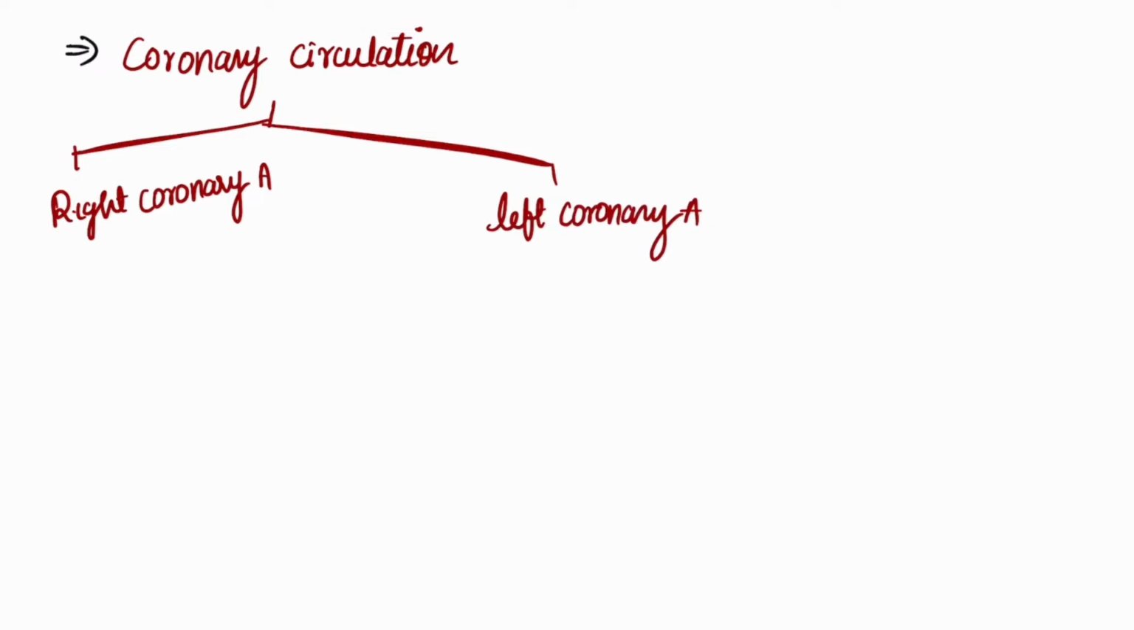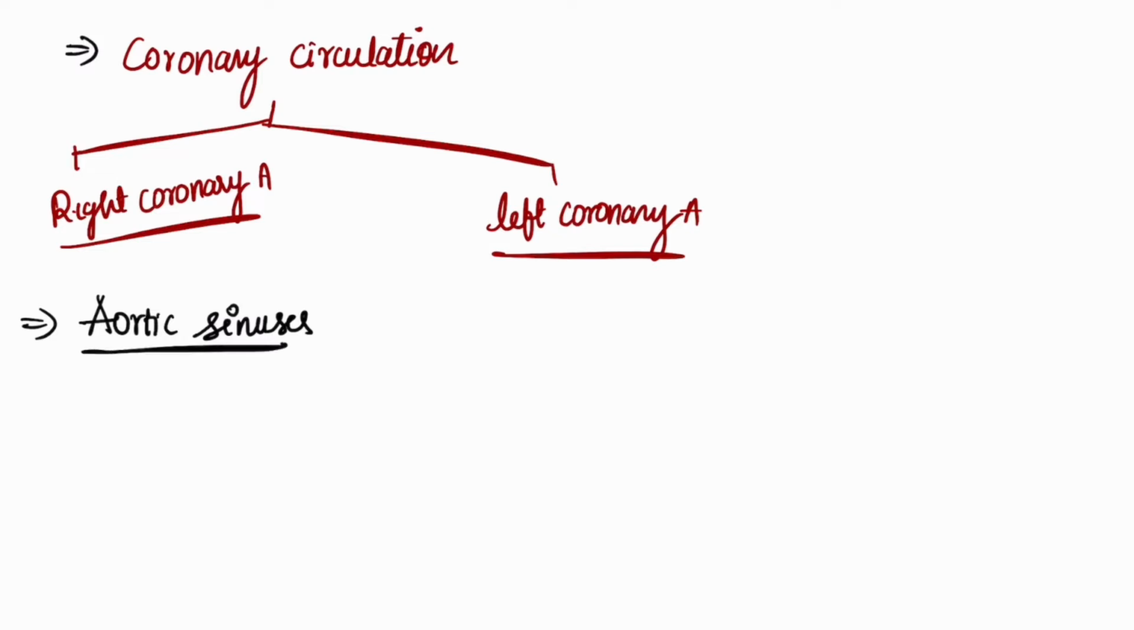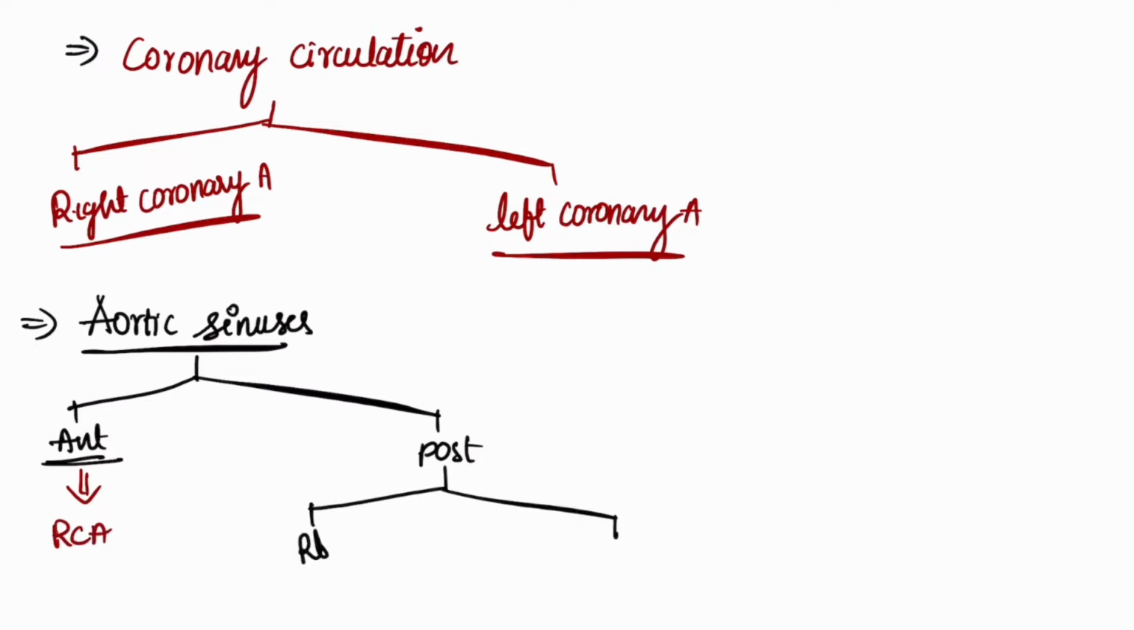First let us see from where the right coronary artery and the left coronary artery are originated. These both are originated from the aortic sinuses. We have two aortic sinus. They are anterior aortic sinus and the posterior aortic sinus. From the anterior aortic sinus, the right coronary artery arises, and the posterior aortic sinus is divided into right aortic sinus and the left aortic sinus.